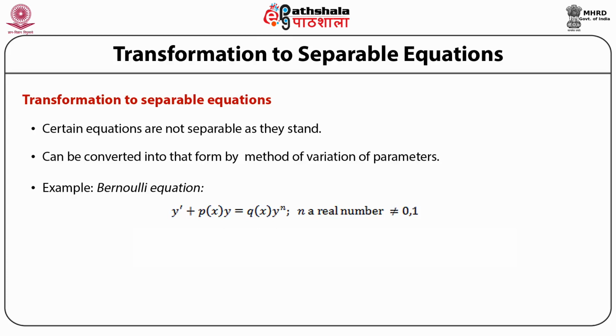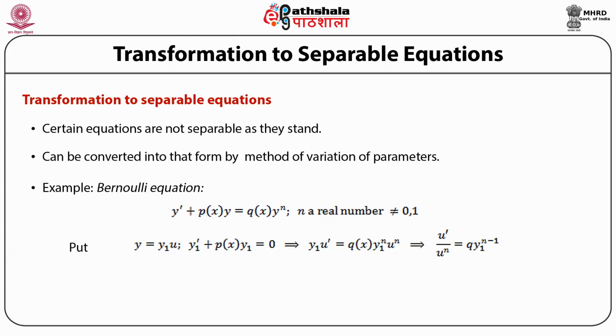Let y1 be a solution of the complementary equation. So y1 prime plus p(x) y1 is equal to 0. We substitute y equal to y1 times u in this equation and we get y1 times u prime is equal to q(x) y1 raised to power n times u raised to power n.